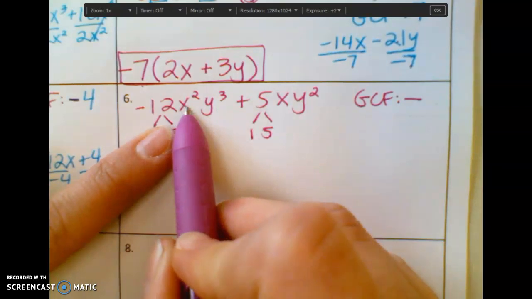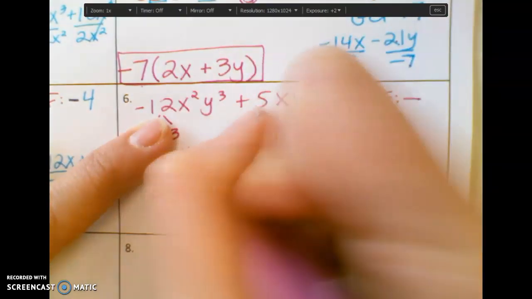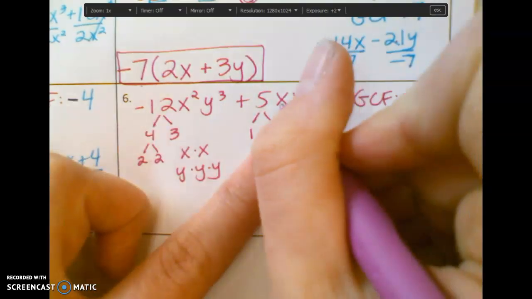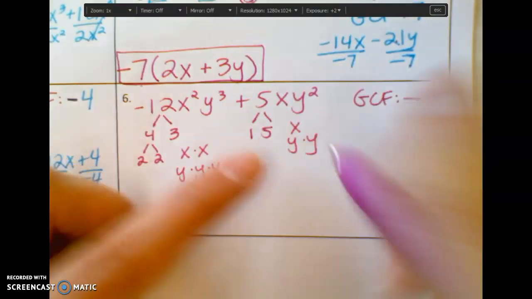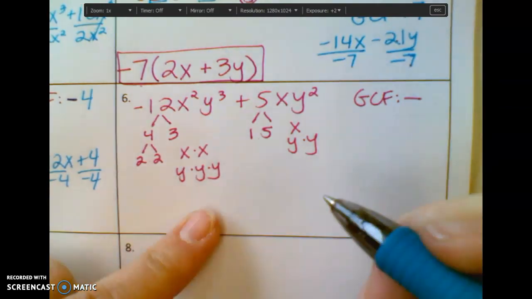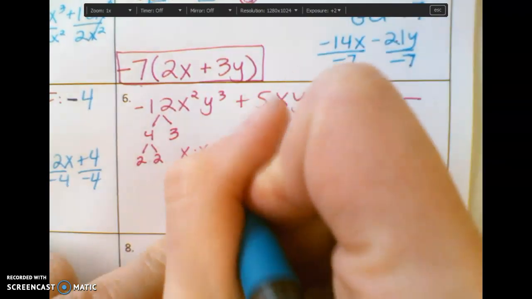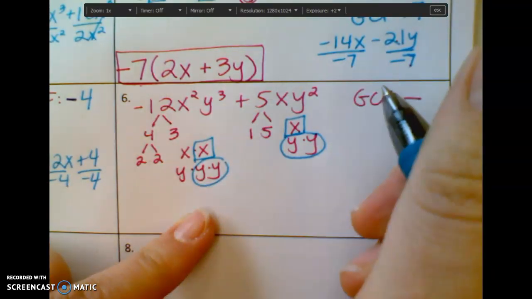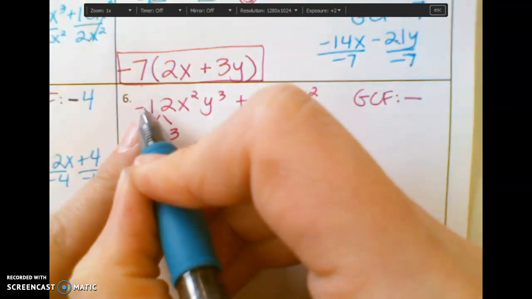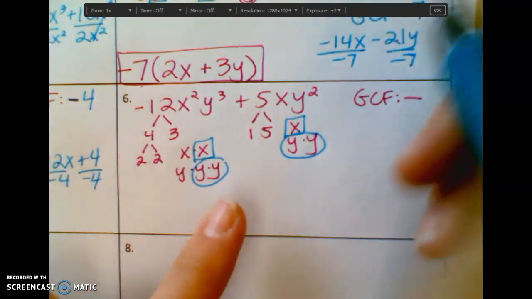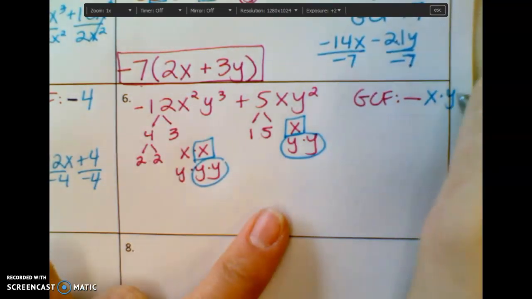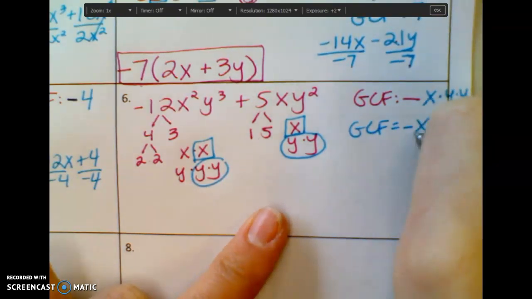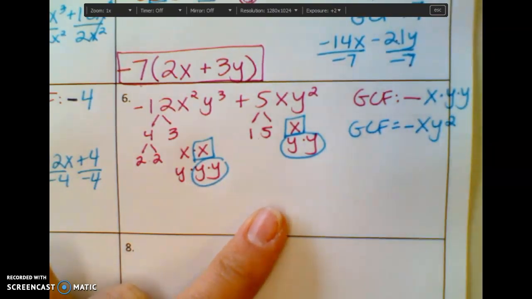And then x squared, of course, is x times x. Y cubed, y times y times y. We have 1x here and 2 y's. So now what do we have in common? We have 1x in common, 2 y's in common. So what goes in our GCF? Of course, we took that negative coefficient from the front. Now we have 1x and 2 y's. So that means our GCF is negative xy squared.